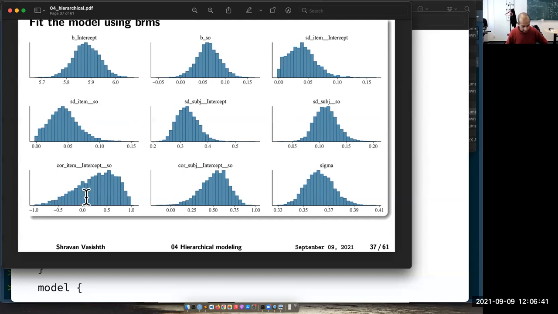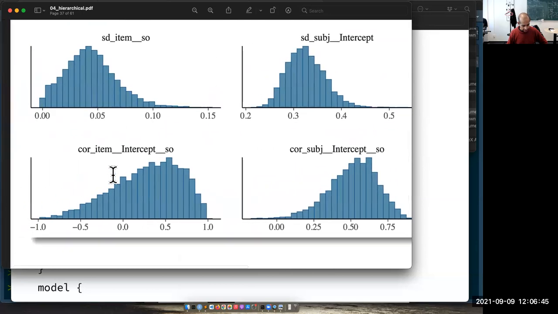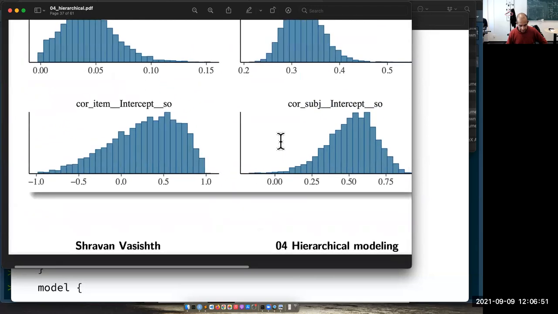And here are the correlation variance components. So these are interesting to look at. First of all, look at the subject. This is the subject intercept slope correlation, right? This is very interesting because it is positively skewed. Can you see that? It's all positive values. And so it seems that the correlation is around 0.5 here, but there's a lot of uncertainty on this.